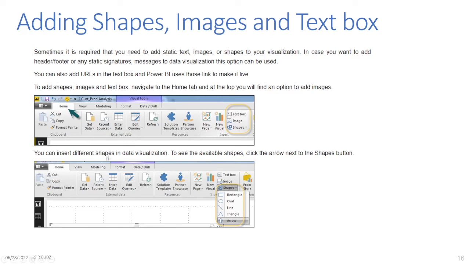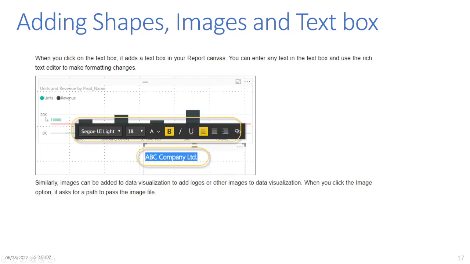You can insert different shapes in data visualization. To see the available shapes, click the arrow next to the Shapes button. So these are the shapes. When you click on the text box, it adds a text box in your report canvas. You can enter any text in the text box and use the Rich Text Editor to make formatting changes. So this is the Rich Text Editor.